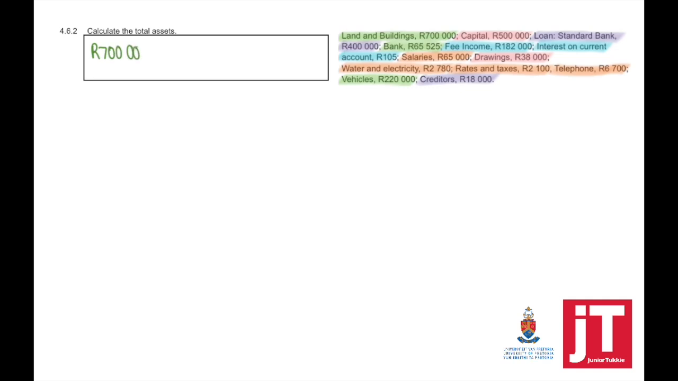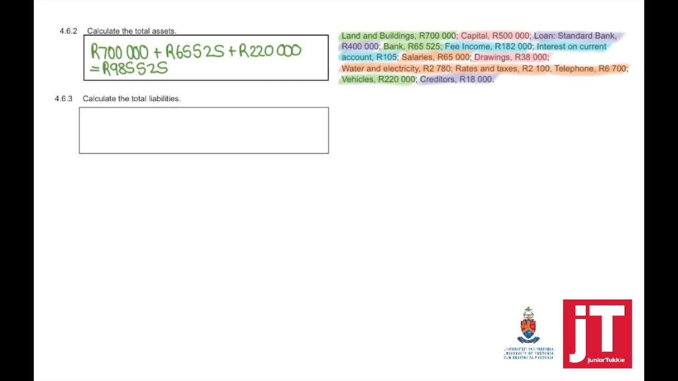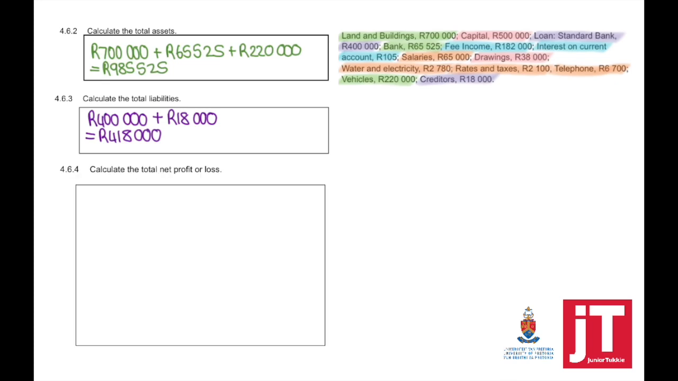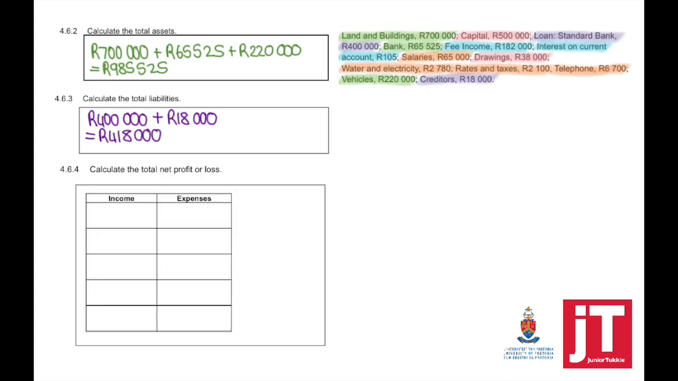Now we can answer the next question, which says, calculate the total assets. So we've sorted this out. Our assets consist of land and buildings plus bank plus vehicles. So our total assets is 985,525. The next question says, calculate the total liabilities. Again, we've sorted out there were only two liabilities, which were the loan, 400,000, plus the creditors, 18,000. So our total liabilities is 418,000.